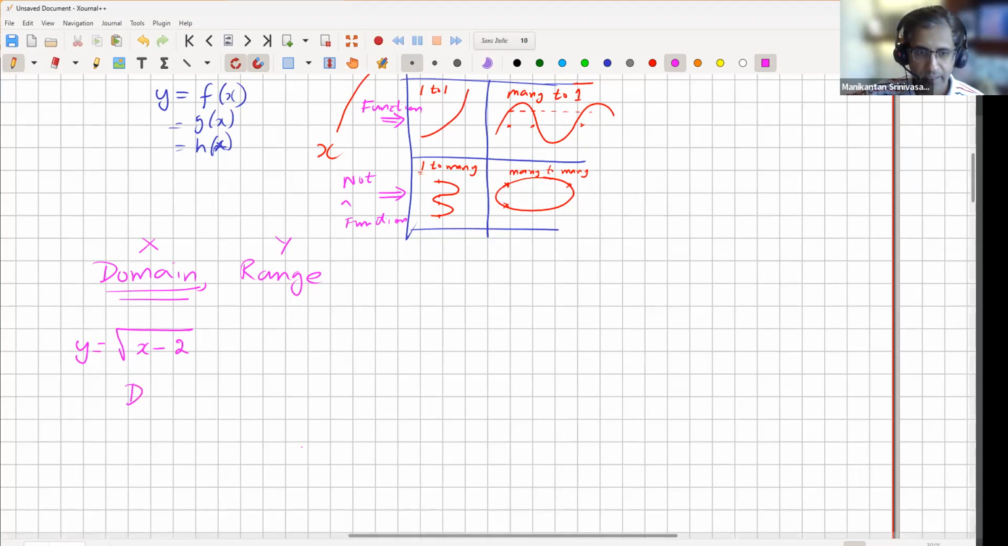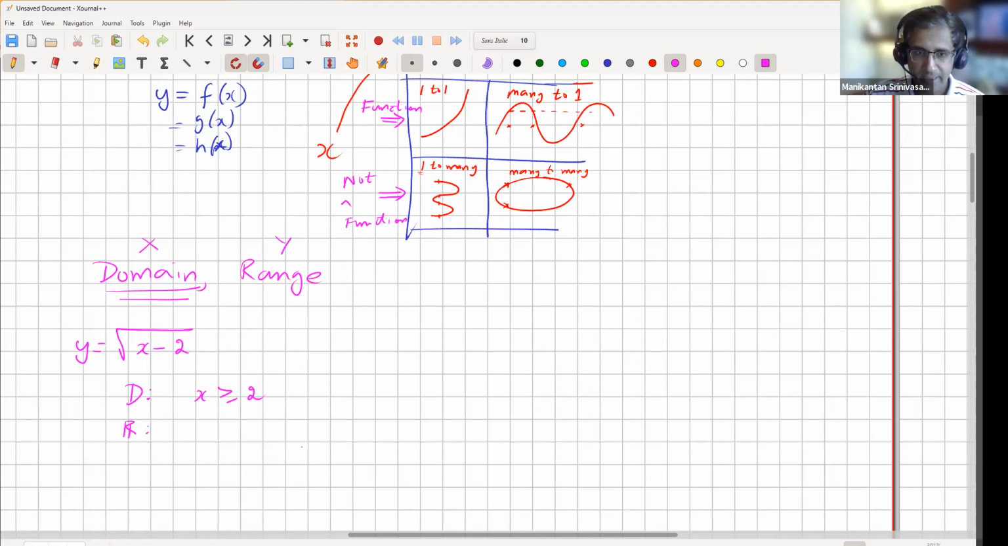So the domain would be x greater than or equal to 2, right? And the range in this case would be, suppose x is greater than or equal to 2, then under the extreme conditions, most of the functions are monotonic, right? Meaning the extreme values of x will also determine the extreme values of y, but that's not always the case, right? So you have to be careful.